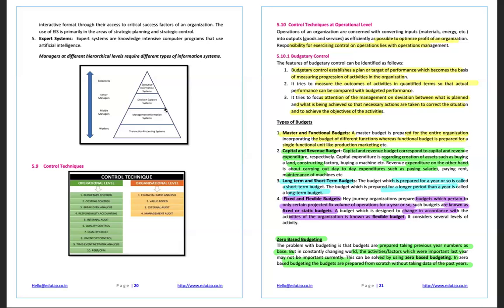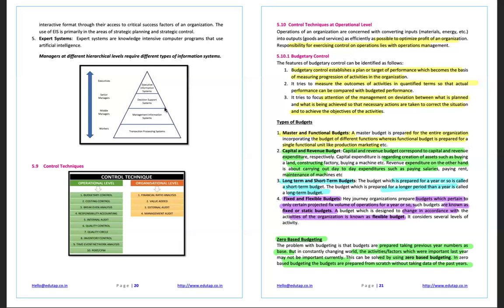Fixed and flexible budget. So generally organizations prepare budgets which pertain to only a certain projected fixed volume of operations for a year or so. Such budgets are known as fixed or static budgets. A budget which is designed to change in accordance with the activities of the organization is called as flexible budget. ठीक है, तो जो भी एक्टिविटीज हो रहा है ऑर्गेनाइजेशन का उसके हिसाब से चेंज करना तो मतलब फ्लेक्सिबल बजट है.